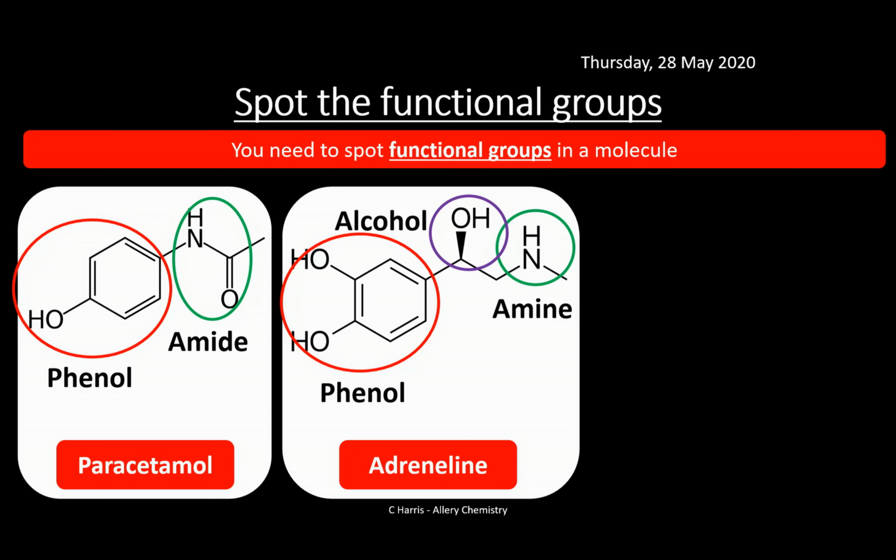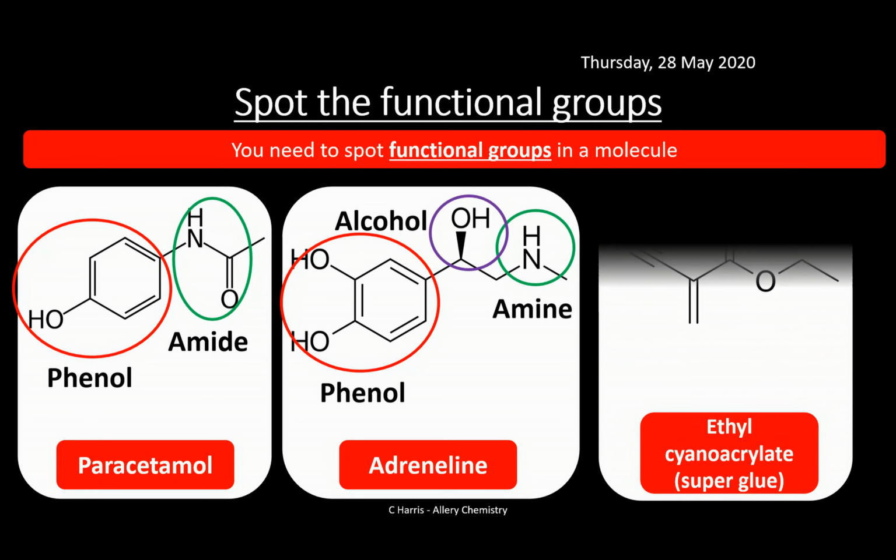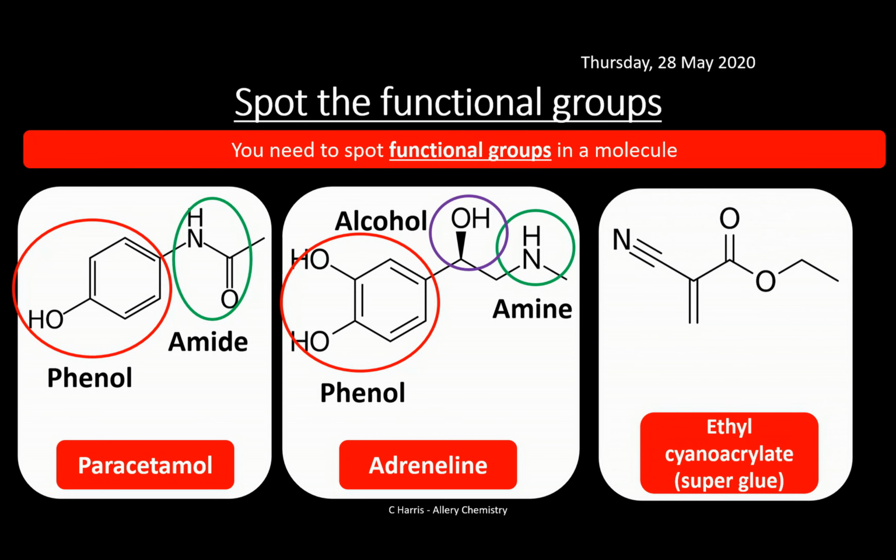Okay, so I've pulled out all the stops for this one. This is ethyl cyanoacrylate, which is basically the active ingredient in superglue. You can see I was being quite creative with this one. Active ingredient in superglue. So can you think where the functional groups are?